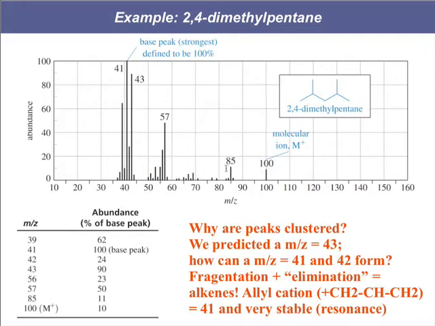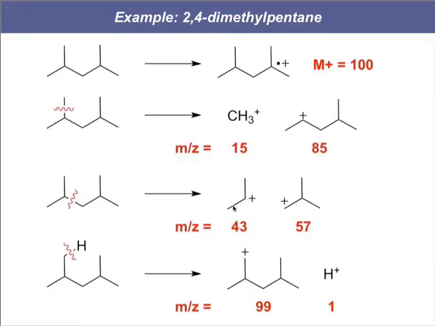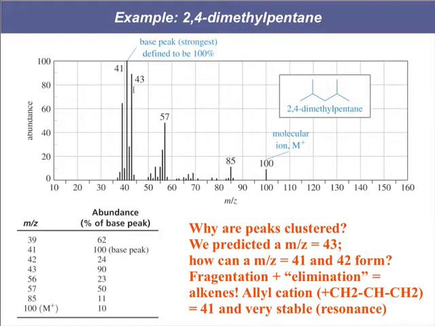So we've got 100, we've got 85. Here's our 57 and our 43. Remember that 57 and 43 were formed by the same fragmentation pattern right here, 43 and 57. We also got a 41, which I'll talk about in a minute. And we've got a bunch of these other things here. All these other minor fragments, these low abundance fragments, are all kind of clustered around our major peaks.